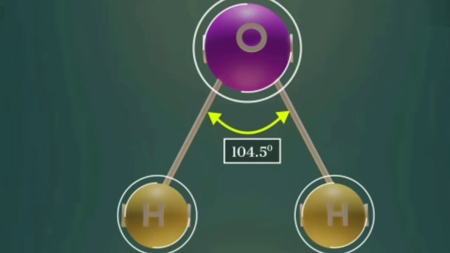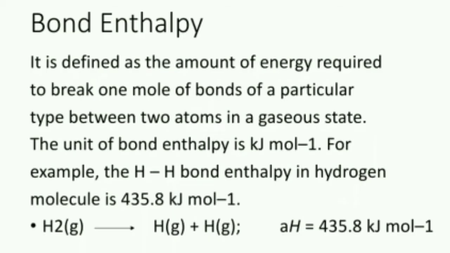Next bond parameter is the bond enthalpy. Bond enthalpy means bond energy. It is defined as the amount of energy required to break 1 mole of a bond of a particular type between two atoms in a gaseous state. The unit of bond enthalpy is kilojoule per mole. For example, hydrogen molecule, the bond enthalpy is 435.8 kilojoule per mole. This means that to break hydrogen molecule into hydrogen atoms, 435.8 kilojoule per mole energy is required.